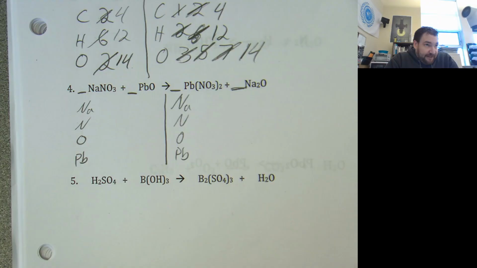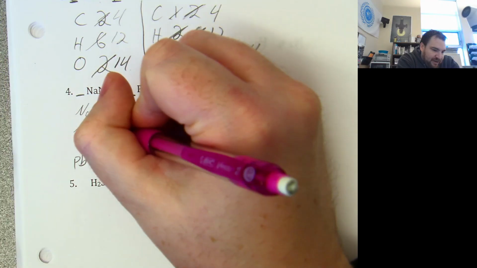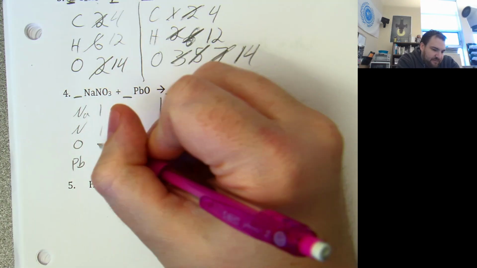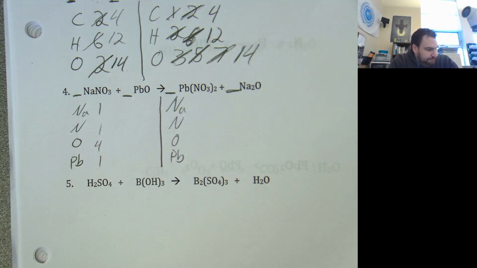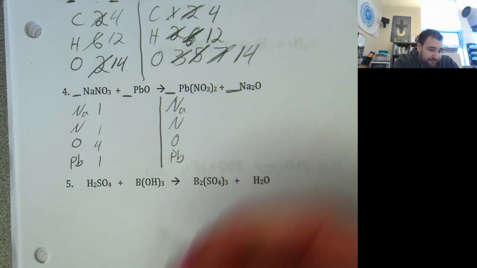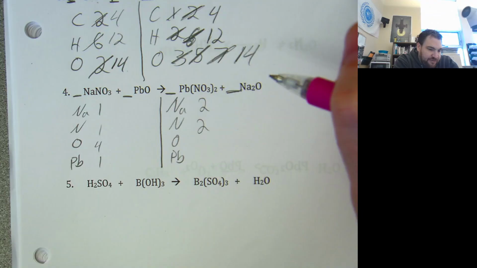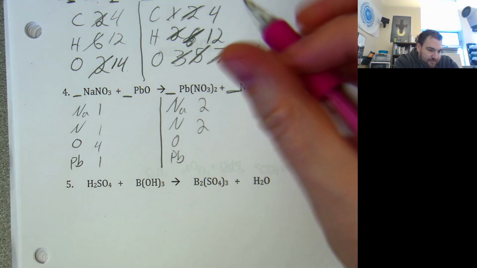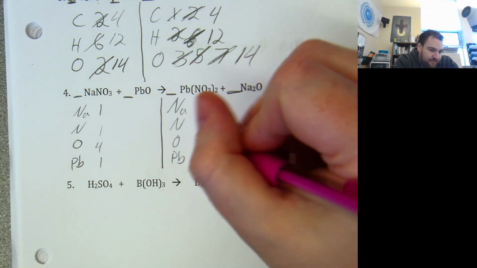How many Na's on the left? How many N's? How many O's? How many Pb's? Cool. On the right, how many Na's? How many N's? How many O's? 7. How many Pb's? 1.